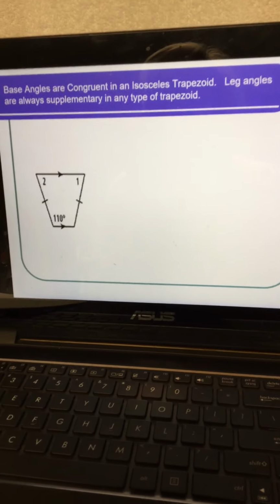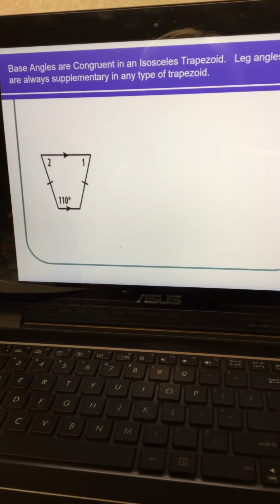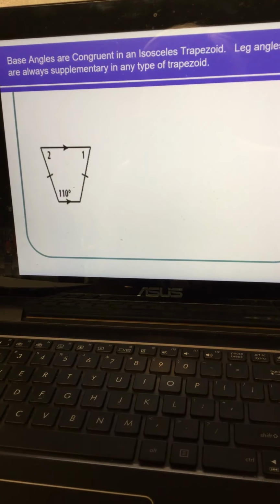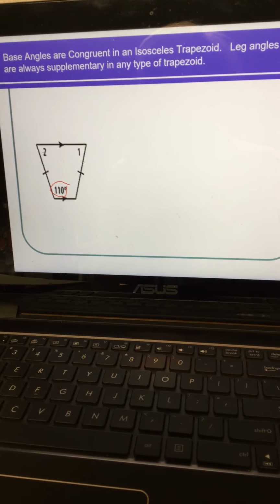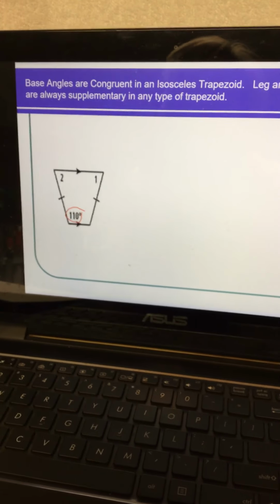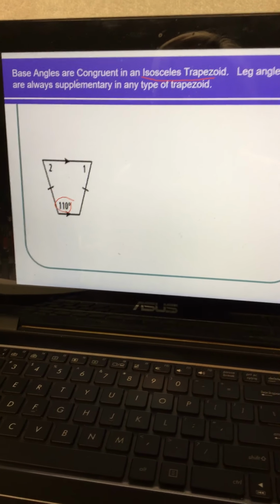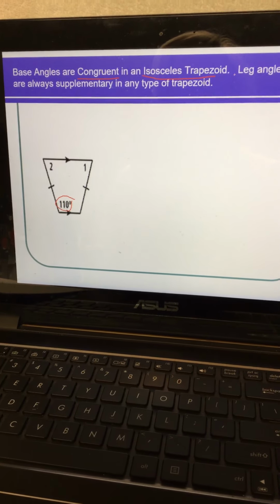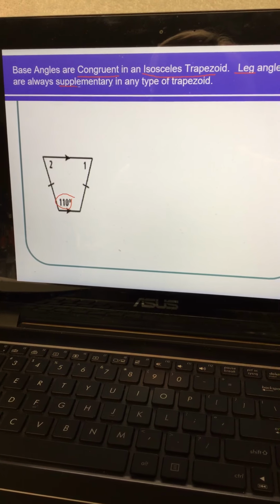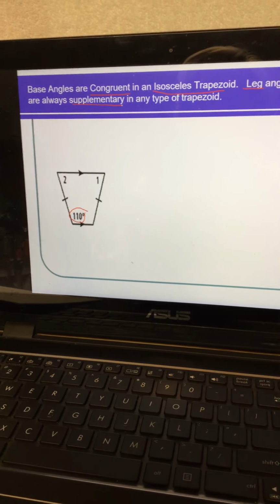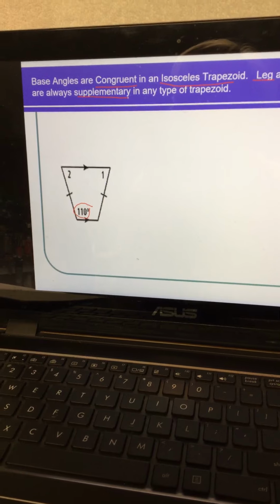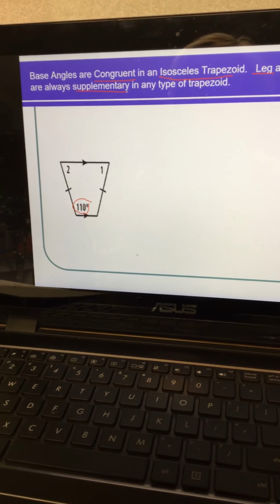All right, now this one is marked nicely. This is an isosceles trapezoid. I'm given one angle and I'm asked to find the other two. Now y'all, there's only two relationships in an isosceles trapezoid. Base angles are congruent and leg angles are supplementary. Y'all, those are the relationships we've been working with all year pretty much. Angles are congruent or angles are supplementary.